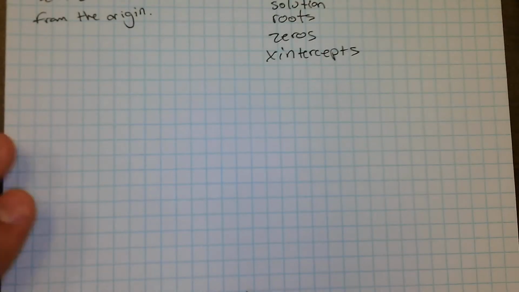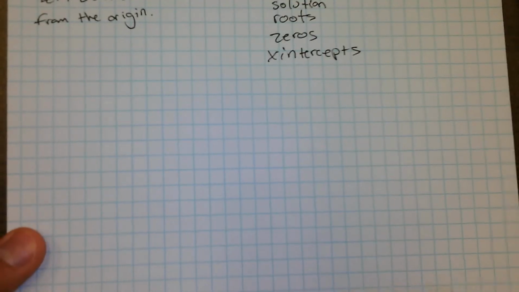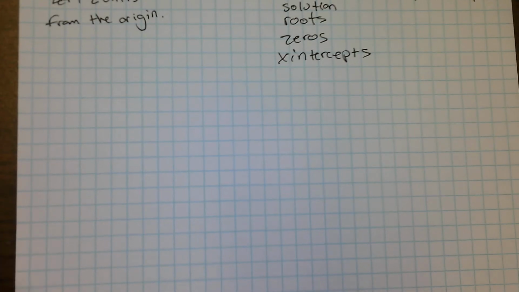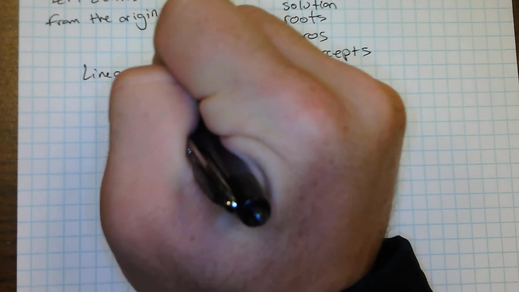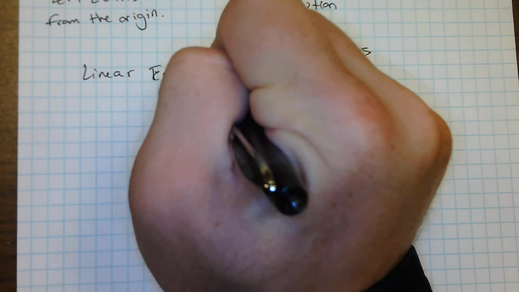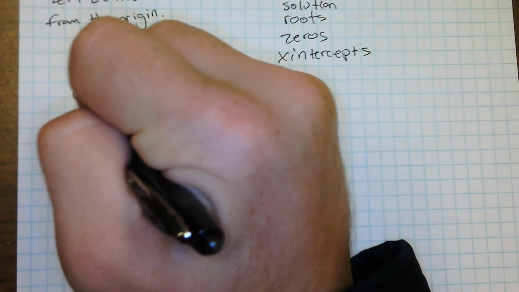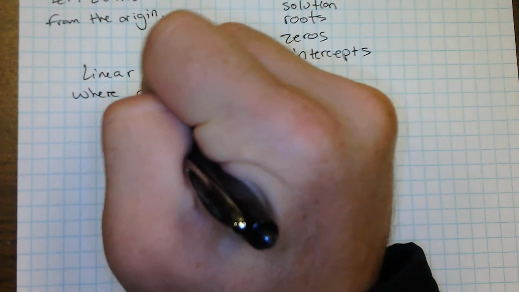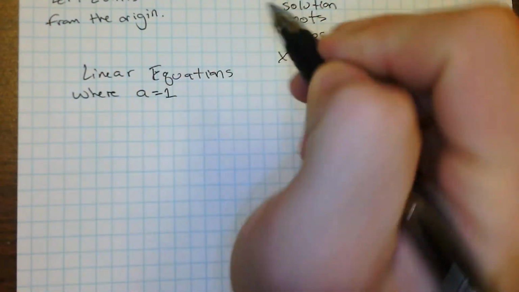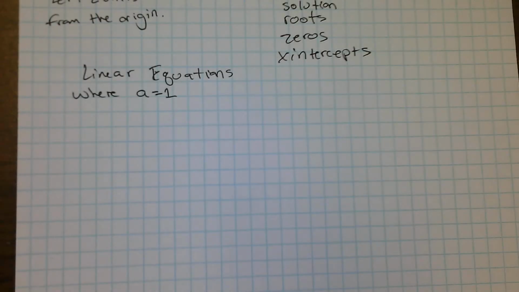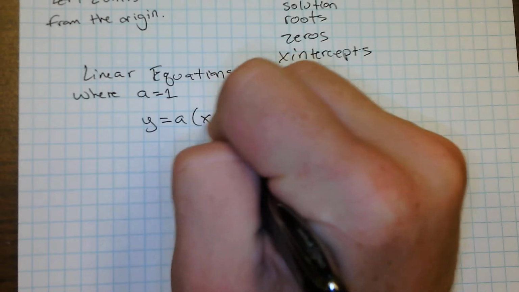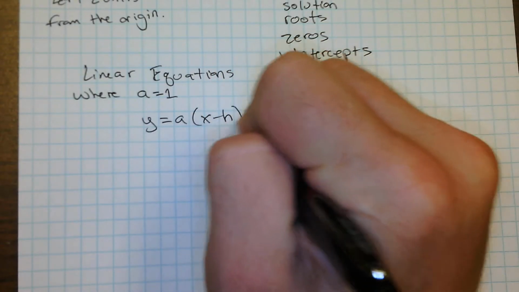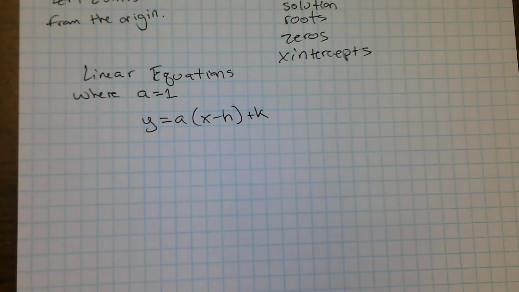Now, we are going to write functions given equations. All right? We're going to start with linear equations where a is equal to 1. We're going to use y equals a times x minus h plus k.